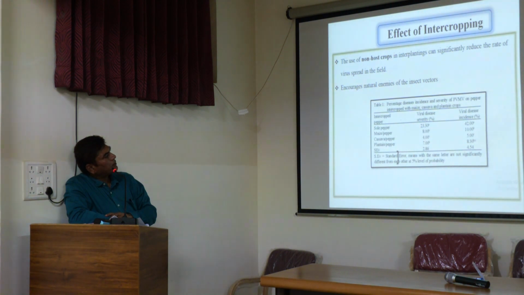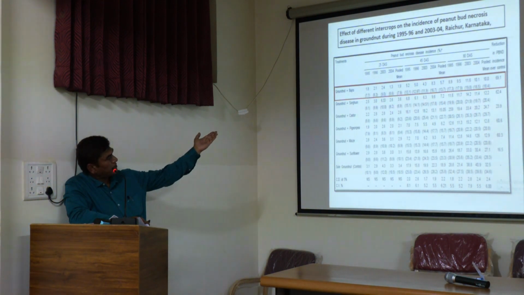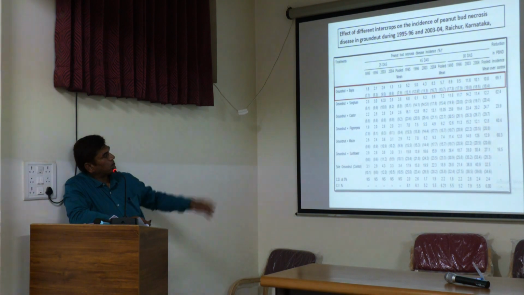The percent disease incidence and severity of PVMV, pepper vein mosaic virus on pepper, are reduced when you intercrop with cassava and plantain, because those are non-host crops. This is also some study of intercropping: groundnut plus bajra is a very good intercropping system that reduces groundnut peanut bud necrosis viruses.